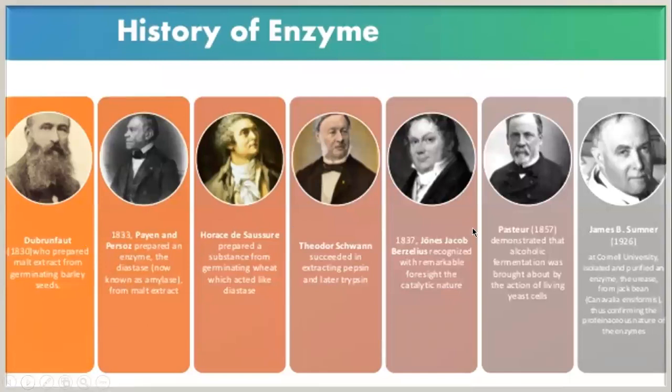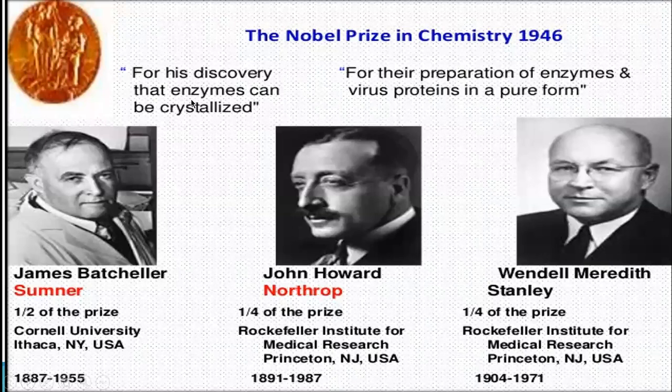These are the discoverers of enzymes. They contributed a lot to the discovery of enzymes. Sumner got half of the Nobel Prize for his discovery that enzymes can be crystallized. Northrop and Stanley also got the Nobel Prize for their remarkable contribution in the preparation of enzymes and virus proteins in a pure form.